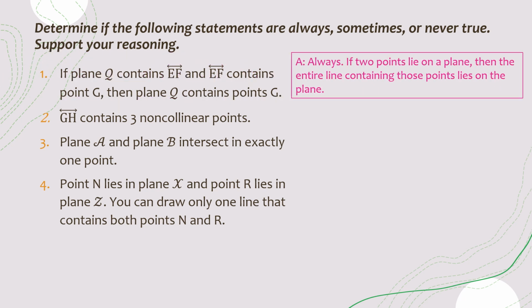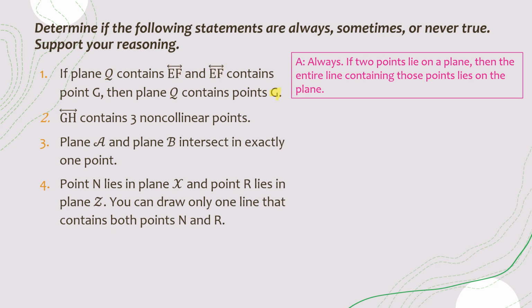Okay, number 1, if plane Q contains line EF and EF contains point G, then plane Q contains point G. This is always going to be true. Justification: if 2 points lie on a plane, then the entire line containing those points lies on the plane. So we're saying point G is on line EF, and since line EF is on Q, then G is also on Q.